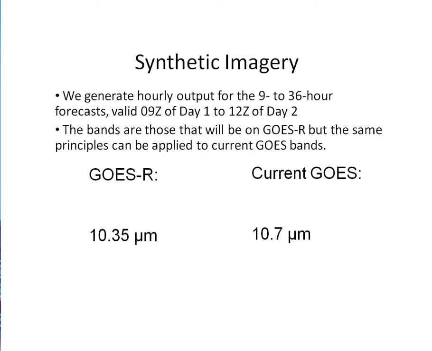The bands are those that will appear on GOES-R, since the project is based on demonstrating products that will be available on the GOES-R satellite, scheduled for launch around 2015. The bands are very close to those found on the current GOES satellites, as you can see here, so the principles discussed in this training session readily apply to operational GOES satellites of the present.